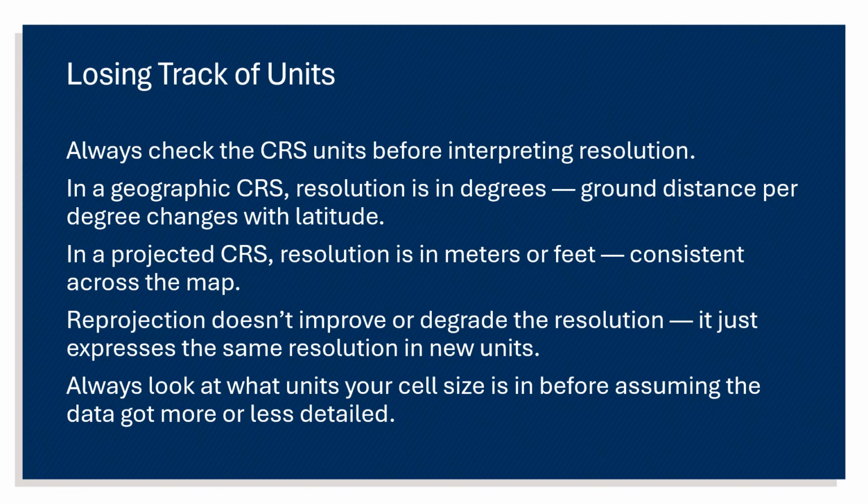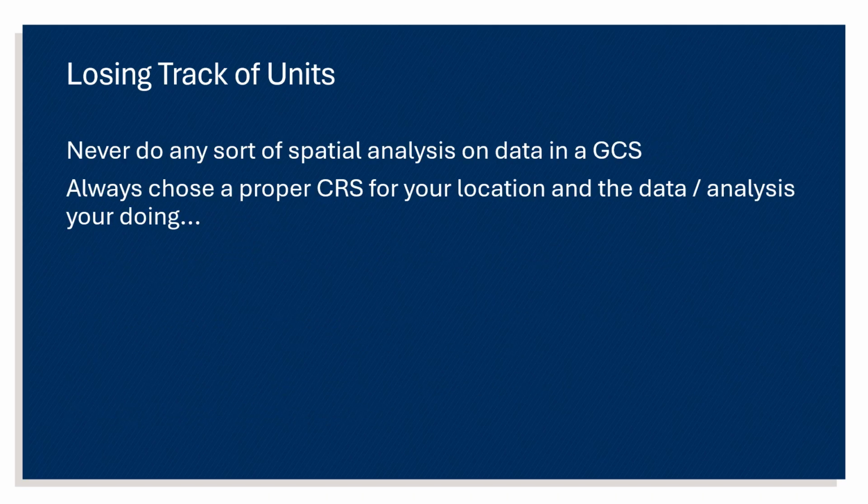In a geographic CRS, resolution is in degrees. Ground distance per degree changes with latitude, so that's just a horrible thing to try to measure with. In a PCS, it's in meters or feet, and it's consistent across your map. Reprojection doesn't improve or degrade the resolution, it just expresses it differently in new units. So always look at what units your cell size is in before you assume that the data got more or less detailed. And again, never do any spatial analysis in a GCS. Always choose the proper CRS for your location and the data analysis that you're doing.